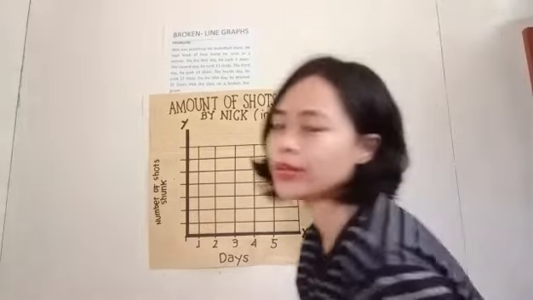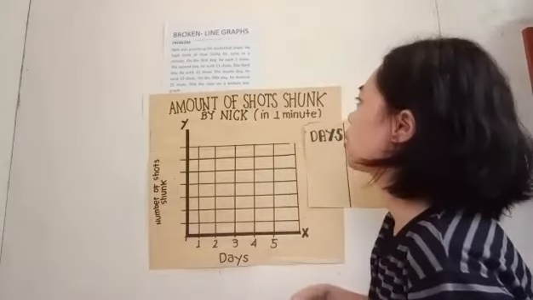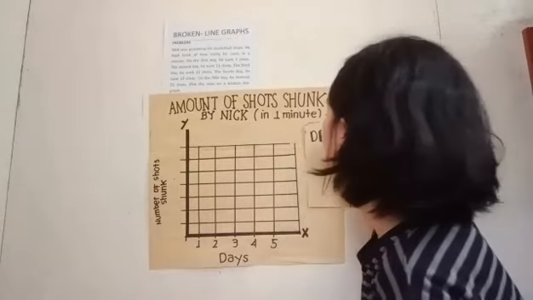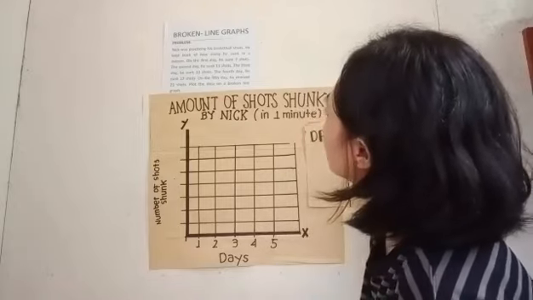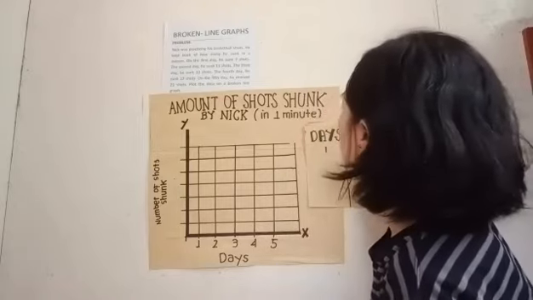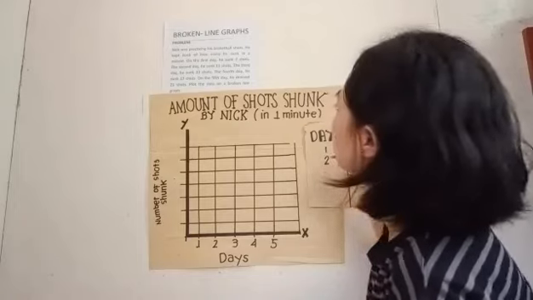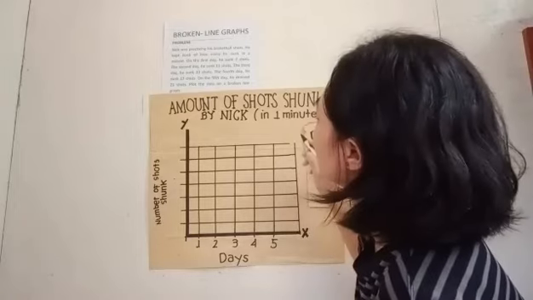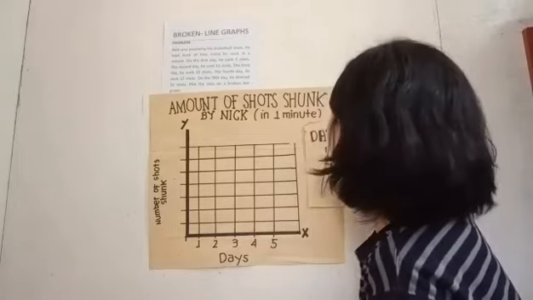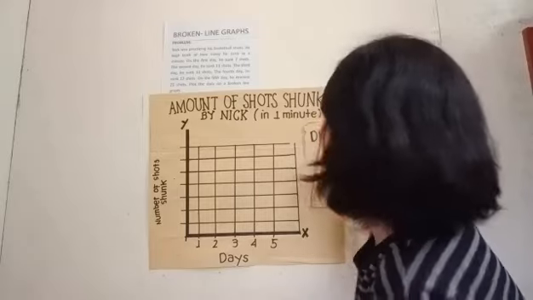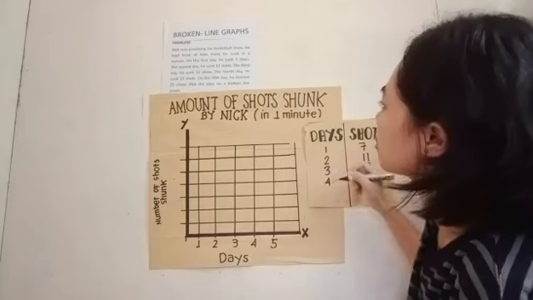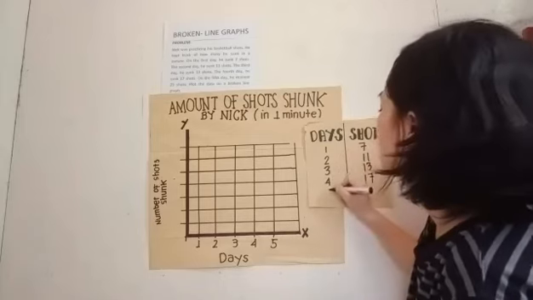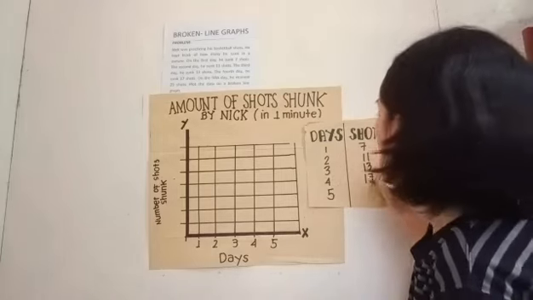So in order for us to know that, let us put the data. In day 1, he shot 7. In day 2, he shot 11 shots. On day 3, 13 shots. In day 4, 17. And lastly, day 5, 21 shots.